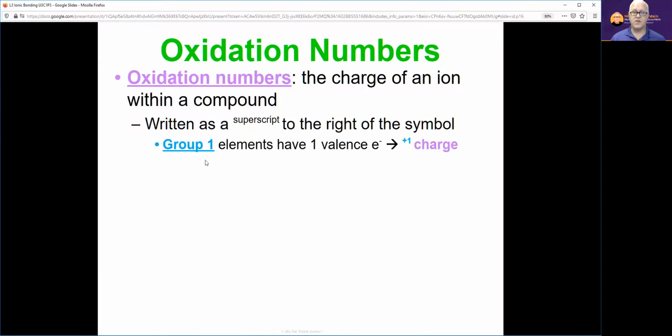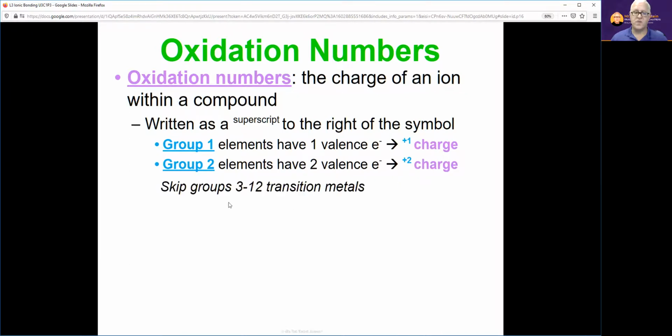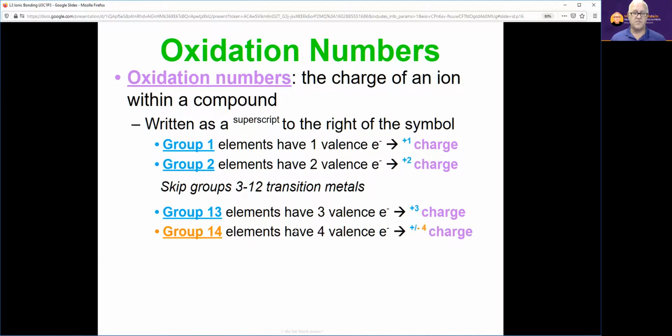So group 1 elements, and you want to jot this chart down in your notes. Group 1 elements have one valence electron. It has a plus 1 charge. Group 2 have 2 valence electrons. They have a plus 2 charge. We skip groups 3 through 12 as those are the transition metals, and we'll get into those a little bit later. We then move over to group 13. They have 3 valence electrons. They have a plus 3 charge.